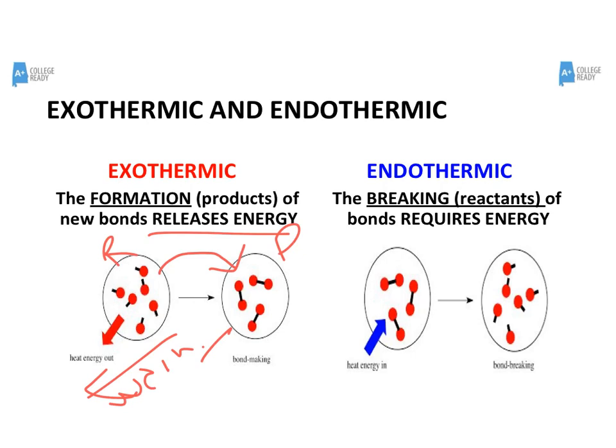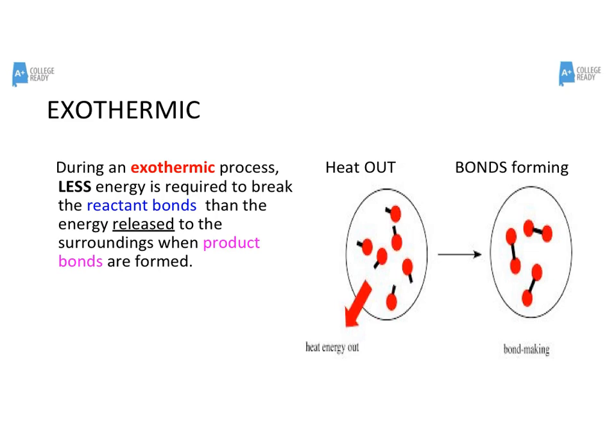The breaking of bonds requires energy. So if these are the reactants and these are the products, and energy comes in, we use that energy to break these bonds. That requires energy. So during an exothermic process, less energy is required to break the reactant bonds than the energy that's released to the surroundings when product bonds are formed.